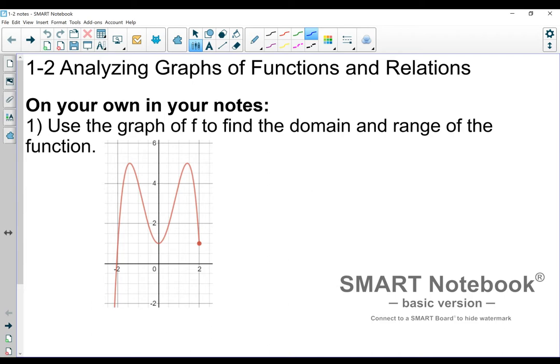1-2, analyzing graphs of functions and relations. So the first problem is meant as a warm-up. If you could go ahead and pause the video and try this on your own paper, you're going to find the domain and range, and you are going to use interval notation. So again, go ahead and pause this and try it on your own.